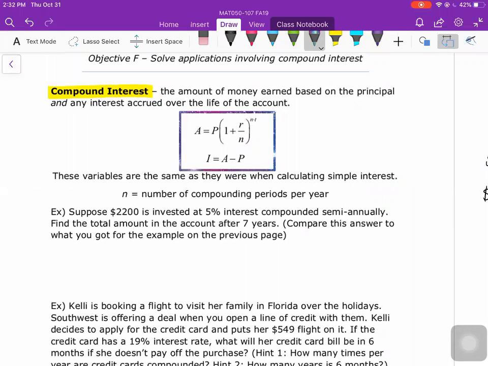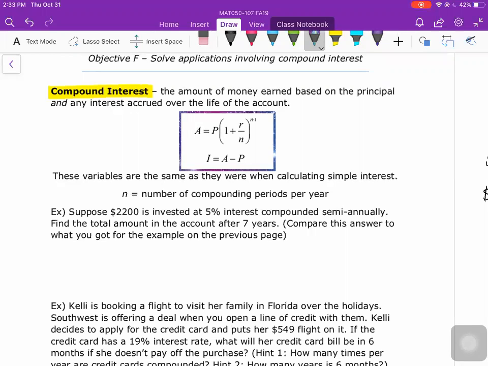So to calculate the amount in the account that's being compounded, A is equal to P times 1 plus R divided by N, raised to an exponent of N times T. Now, there's only one new variable in this formula, the N. The N has to do with the number of times that the account is compounded per year.